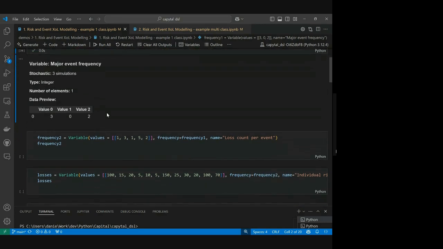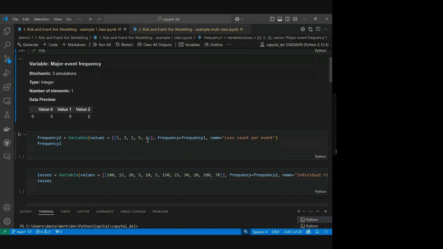Then for each of these major events, so for each of these, say, floods, we're going to have a number of individual risk assets that are affected. So here I've got, from simulation 0, 3 events. In the first of those events, we've got 1 affected asset. In the second of those events, we've got 3 affected assets. And in the third of those events, we've got 1 affected asset. Then in the second simulation, there's no major events. And final simulation, I've got 2 major events. In the first of those, there are 5 affected assets. And in the second of those, there's 2 affected assets.